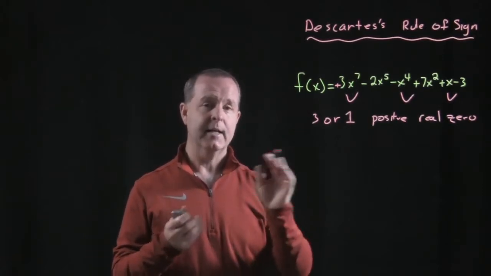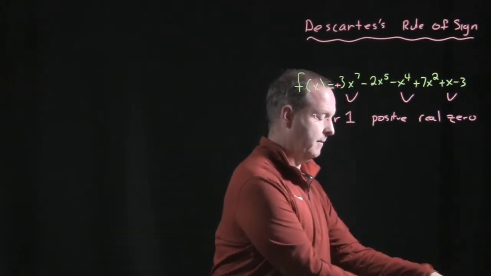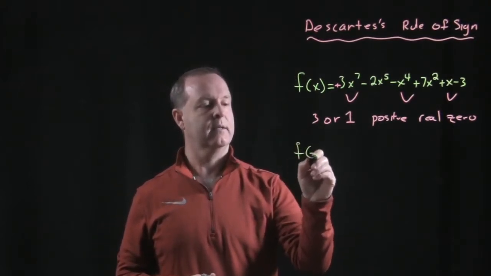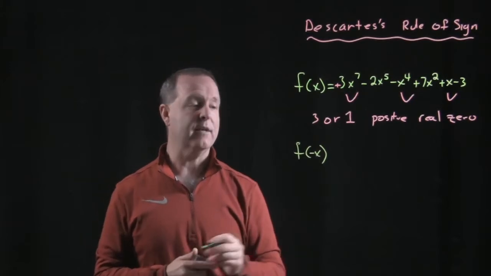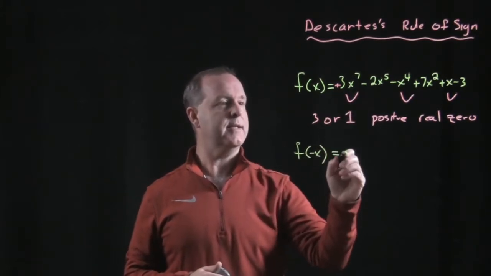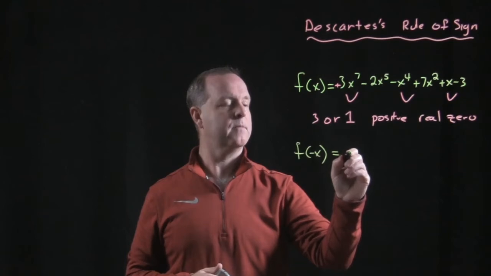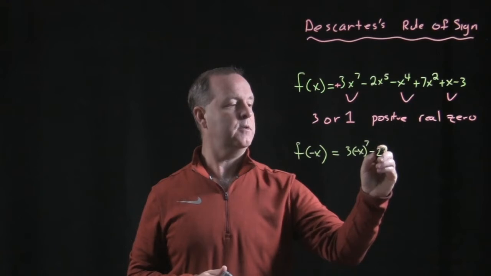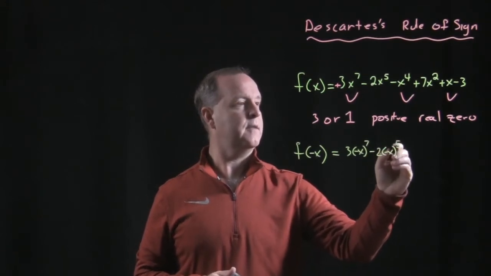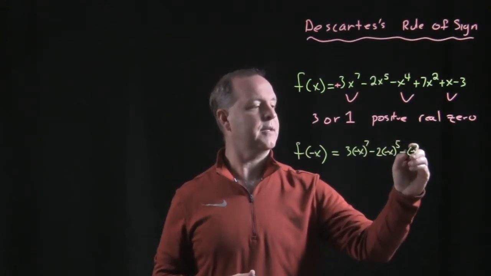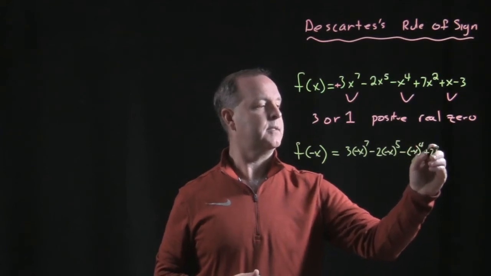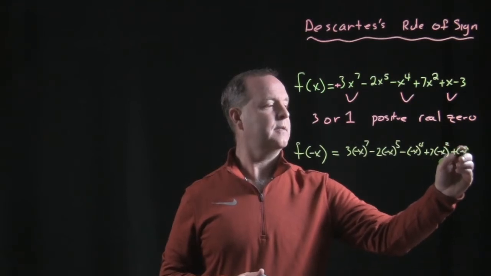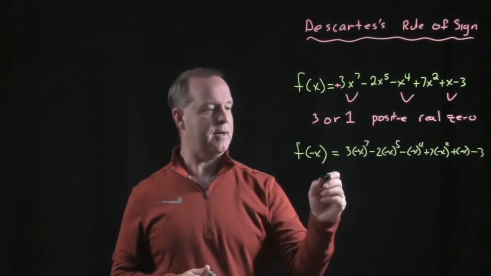Now he also has a version that we could use to determine the negative ones. And what we do by that one is we look at the function evaluated at negative x. So doing this one becomes a negative 3 times negative x to the 7th minus 2 times negative x to the 5th minus negative x to the 4th plus 7 times negative x to the 2nd plus a negative x minus a 3. Let me clean that up.